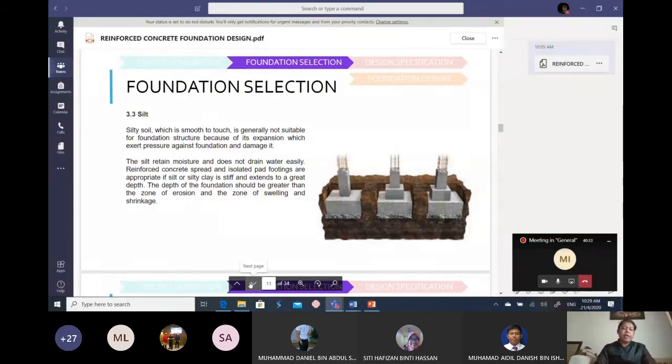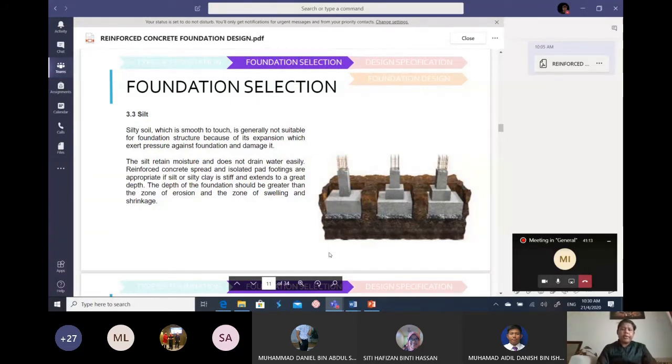Okay, reinforced concrete spread and isolated footing are appropriate if silt or silty clay is stiff, and extends to a great depth. The depth of the foundation should be greater than the zone of erosion and the zone of swelling and shrinkage. So it means the depth of this foundation should be high. Normally if it's 3 meters, you have to go beyond that. So you have to do the soil investigation, so that you will know the performance of each layer of the soil.